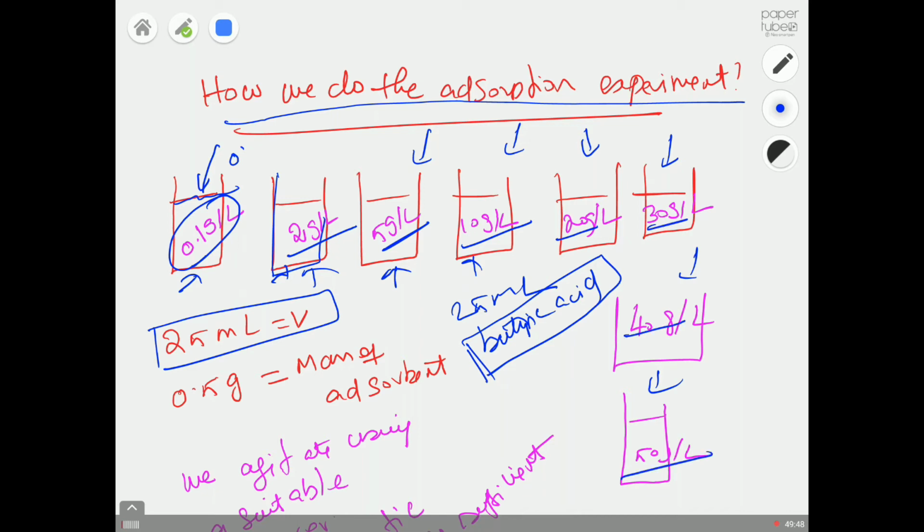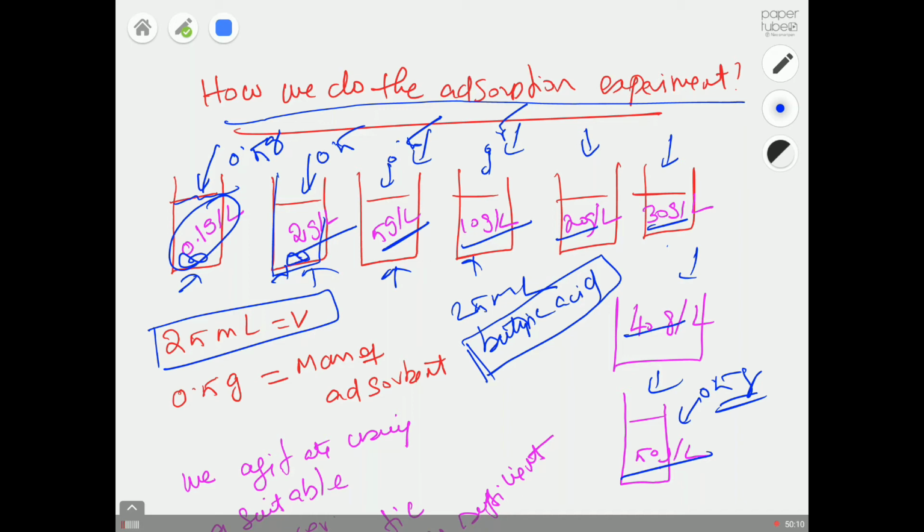So how many experiments are we doing? 1, 2, 3, 4, 5, 6. So we're doing 8 experiments, and then we add 0.5 gram of activated carbon in each of these vials. 0.5 gram. So in all of these vials we are adding 0.5 gram of our material, and then we are going to give complete mixing.